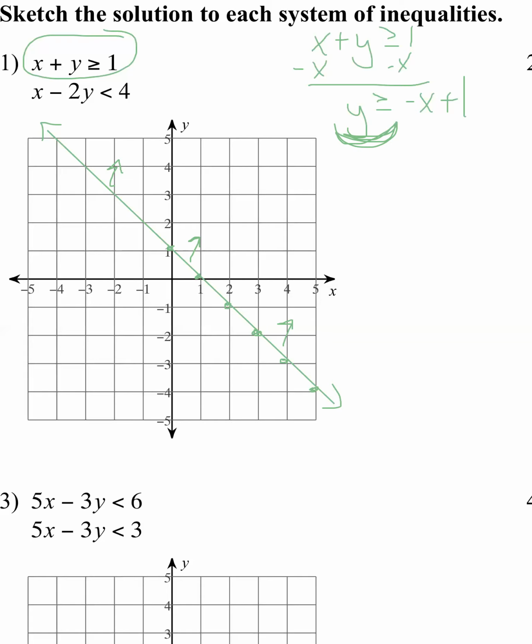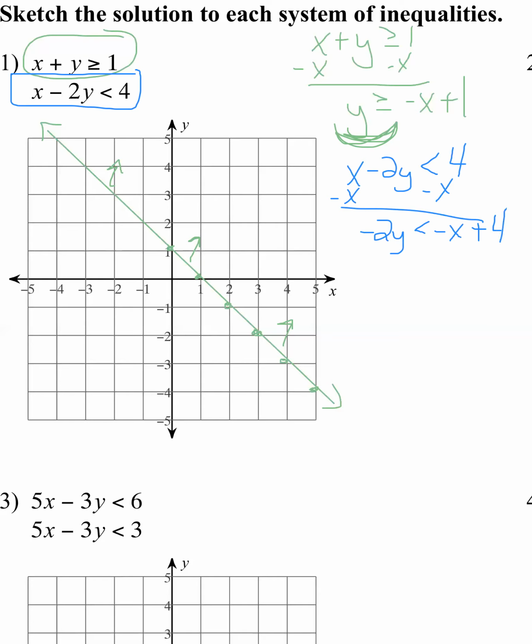Okay, so let's switch colors now to blue, and I will use blue to do this bottom inequality. So x minus 2y is less than 4. So again, I need to get the y by itself, so we'll subtract the x. And now I need to divide everything by a negative 2. What happens when you divide an inequality by a negative? Hopefully you are saying, you must flip the inequality symbol over.